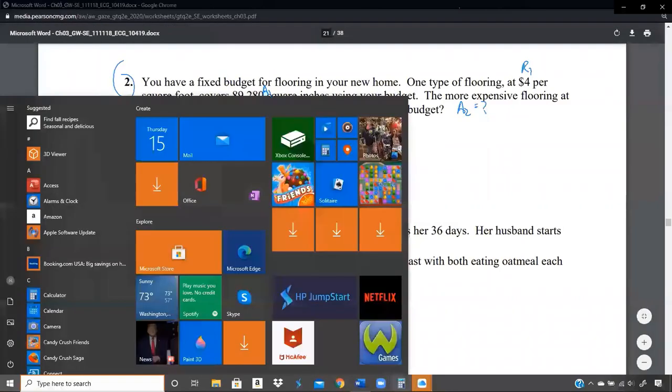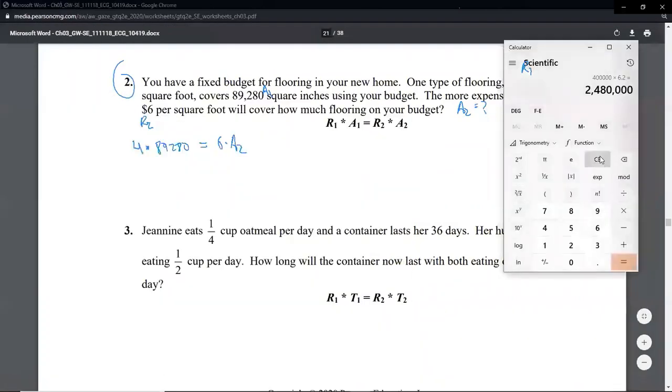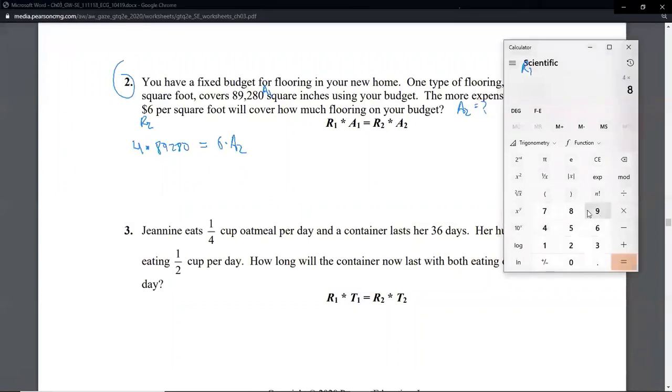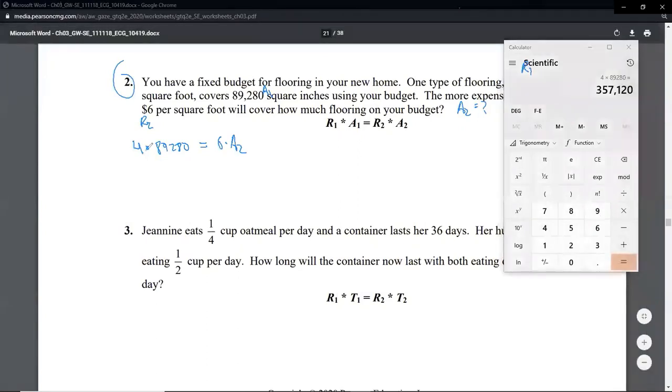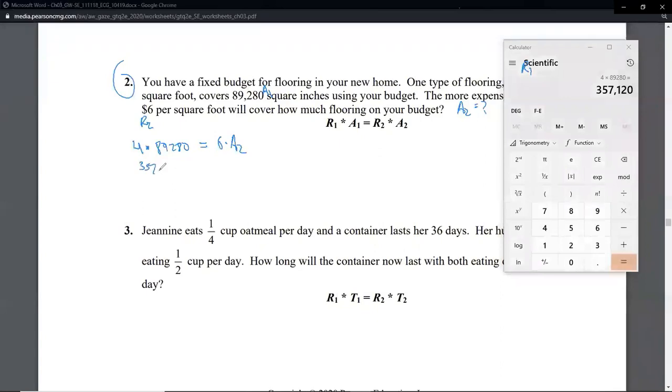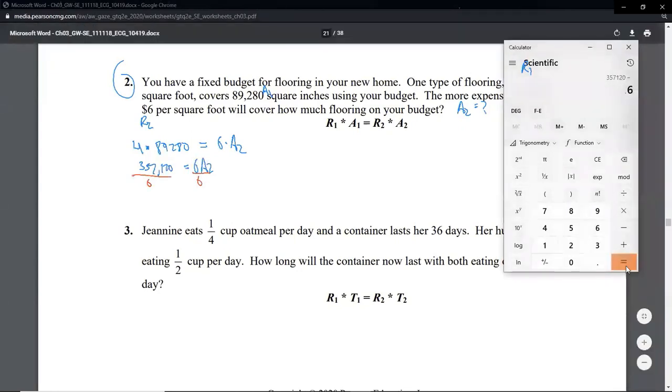I am going to pull out the calculator this time. Otherwise, you might not trust my numbers. So we're going to go 4 times 89,280. So that's the left side. That is going to be 357,120 equals 6 times A2. We're then going to divide both sides by 6. So divide by 6, and we get 59,520.